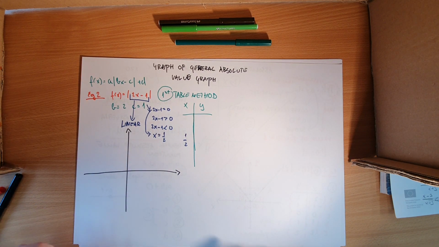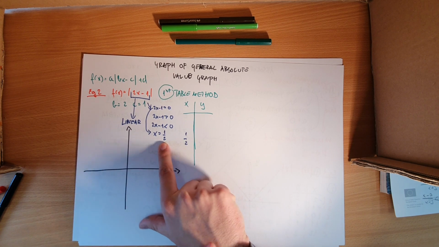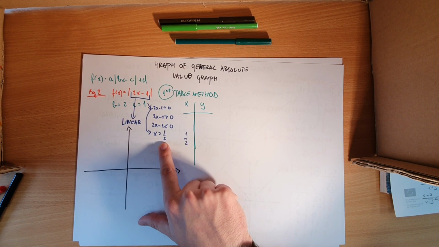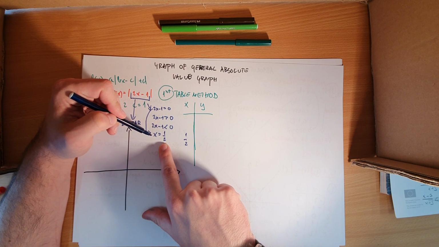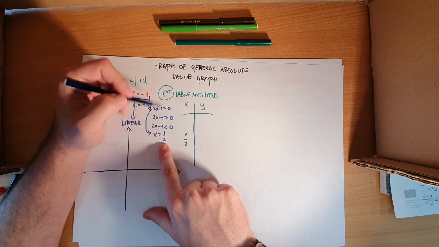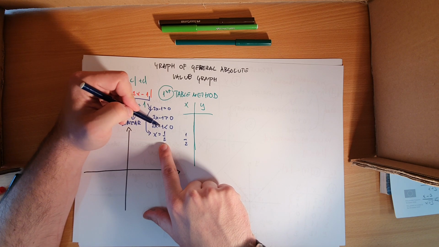Now, what this means for us, if you pick a value for x that is less than 1 over 2, for example, you pick 0. Let's just pick 0 for the x. This means 0 minus 1.